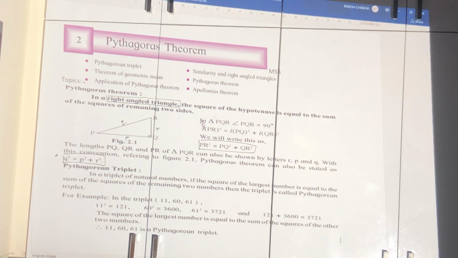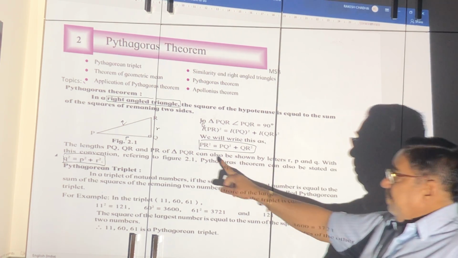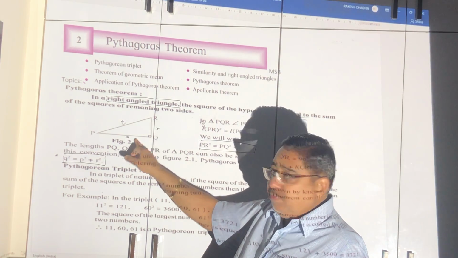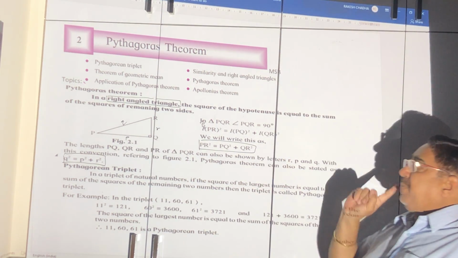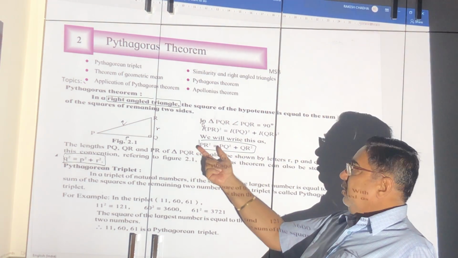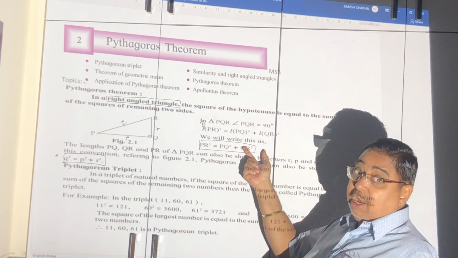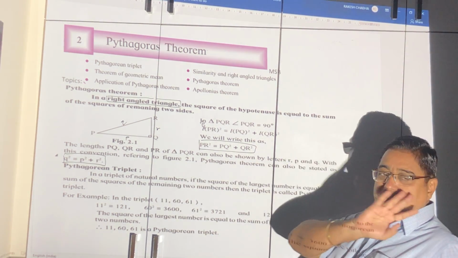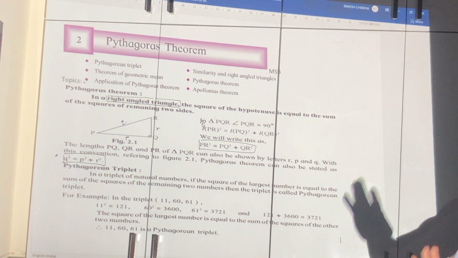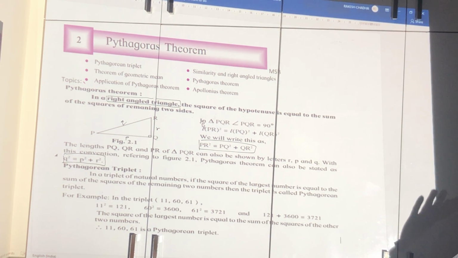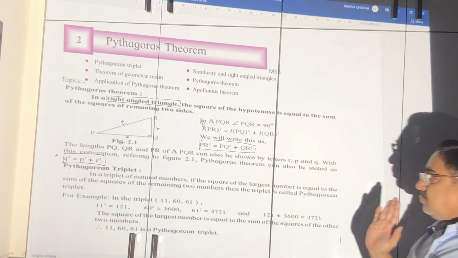Then, three numbers which satisfy the Pythagoras equation, that is, the square of the largest number is equal to the sum of the squares of the other two numbers, are called Pythagorean triplets. Otherwise, no, they don't satisfy the Pythagoras theorem. Numbers which satisfy the Pythagoras theorem are called Pythagorean triplets.